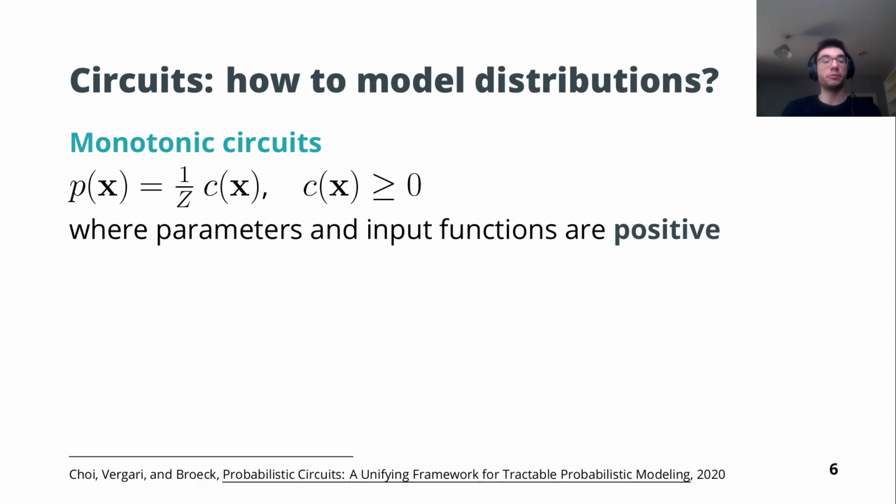Okay, but how can we use circuits to model distributions? For a very long time, the most common way was to restrict the parameters and the input functions to be positive. This is because it guarantees the circuit's output is also positive, and therefore can be interpreted as a probability, up to renormalization, which can be done efficiently in many cases. These circuits are also called monotonic.